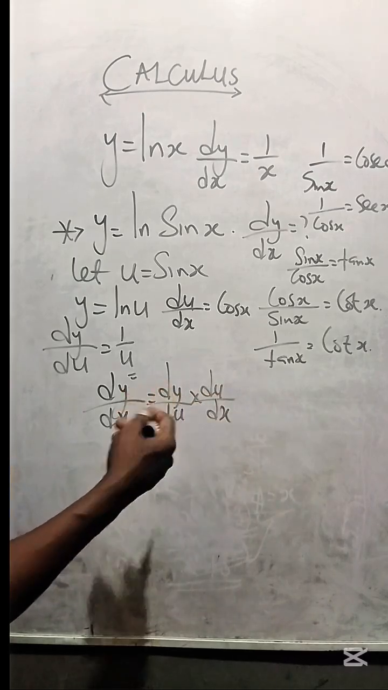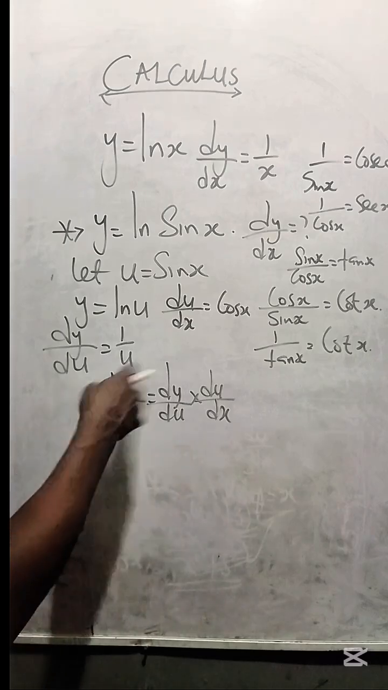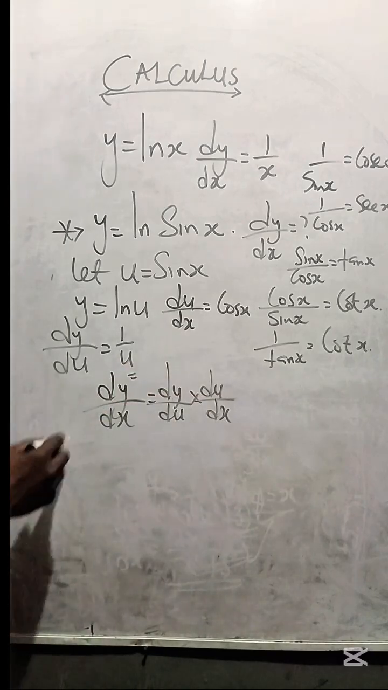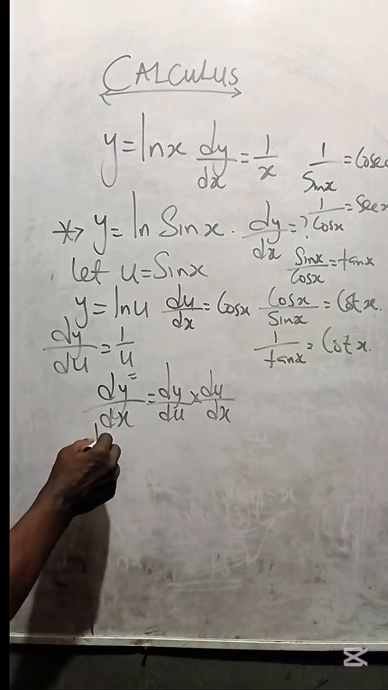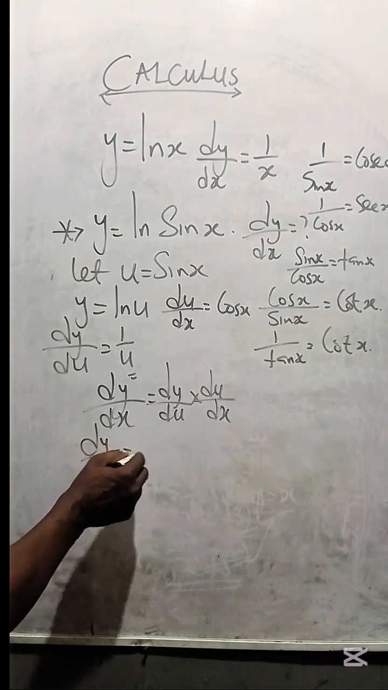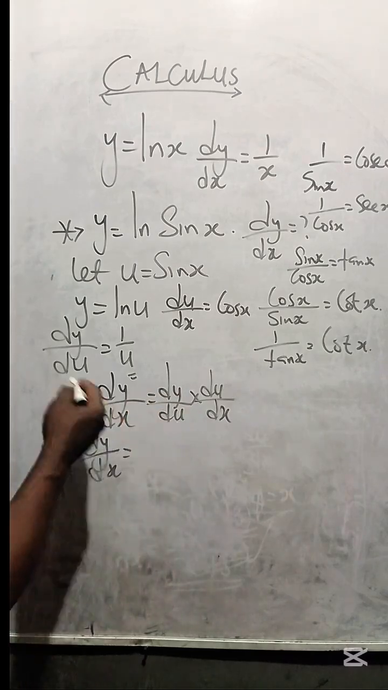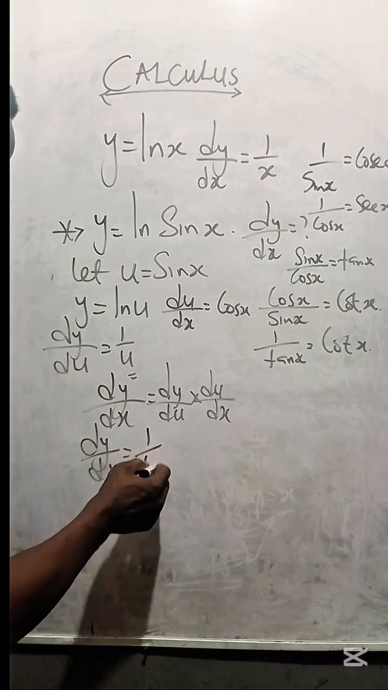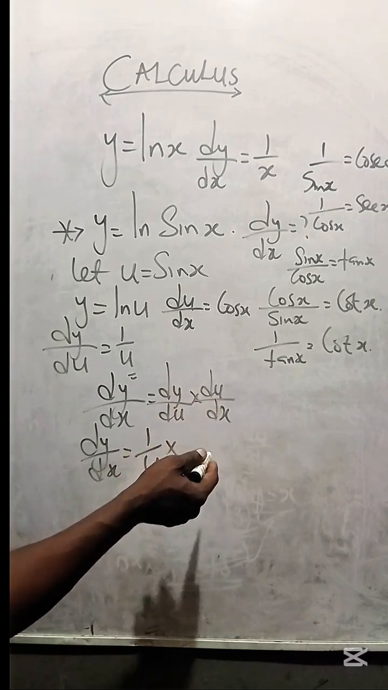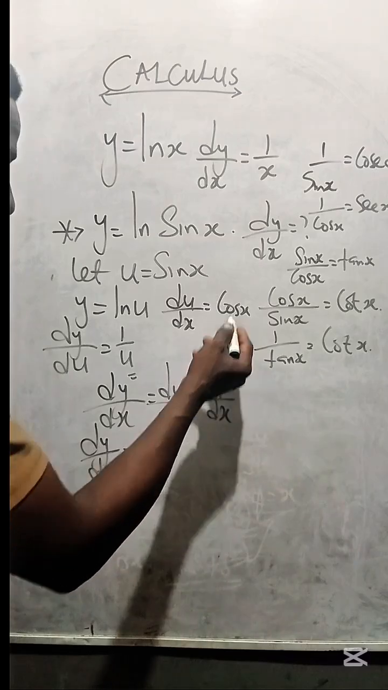By now, you ought to have mastered this rule, so you just quote it anytime. Now, dy dx is equal to, what is dy du? dy du is 1 over u. What is du dx? du dx is cos x.